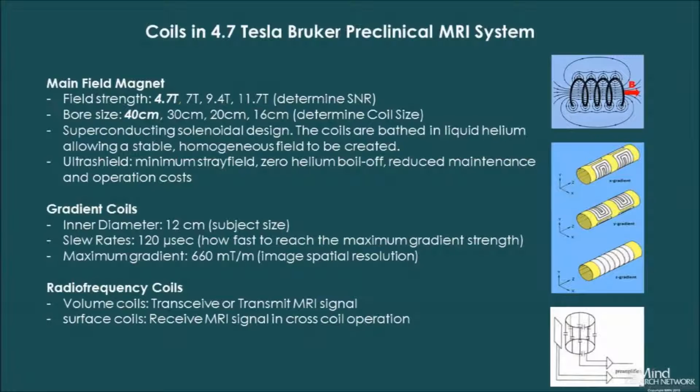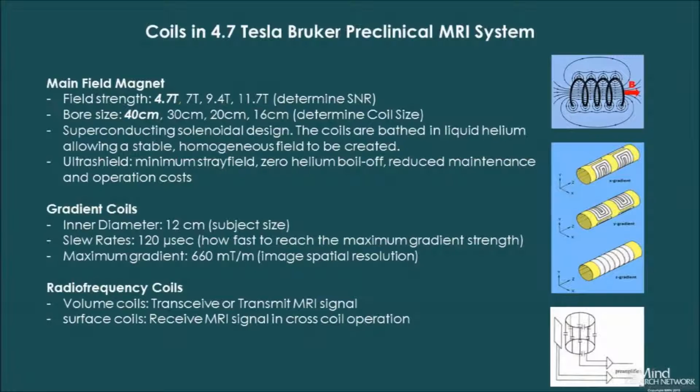For imaging, we need spatial information. The gradient coil usually tells us where the signal comes from. In our core, we have a gradient coil with an inner diameter of 12 centimeters, and the slew rate, which means how fast it reaches the maximum gradient strength. This parameter determines how fast imaging we can do. And the maximum gradient determines the best spatial resolution we can acquire for the image.